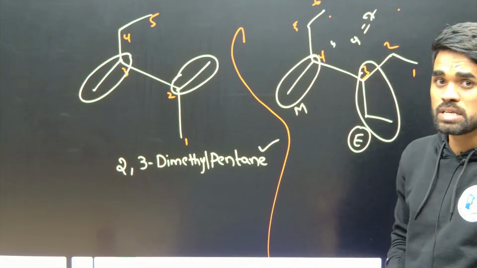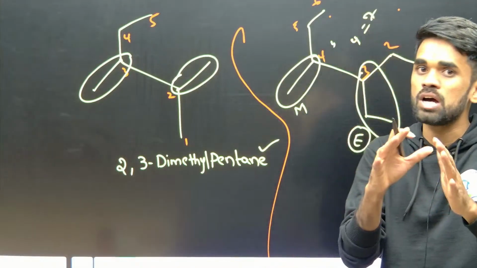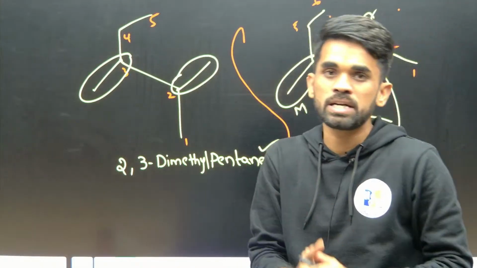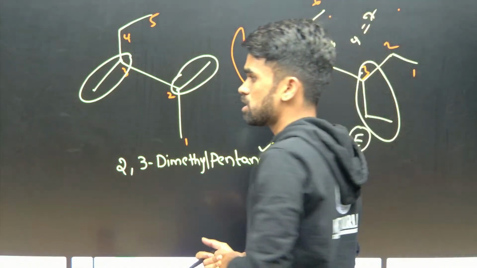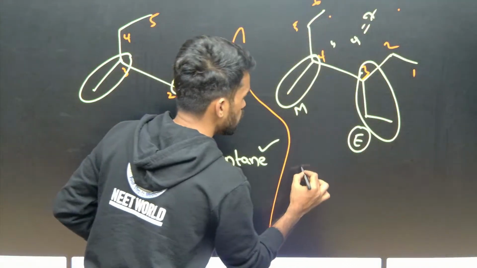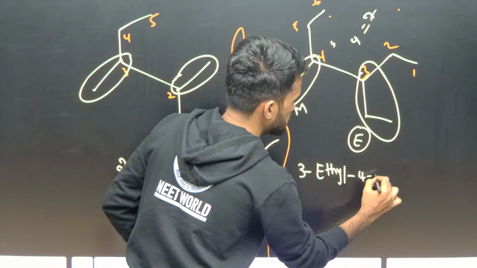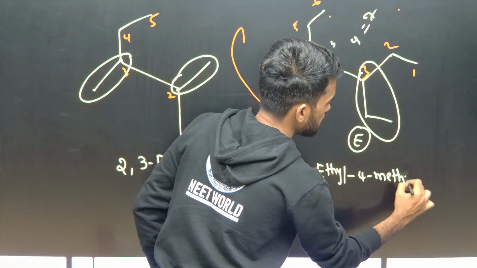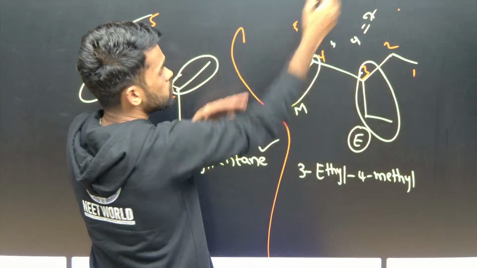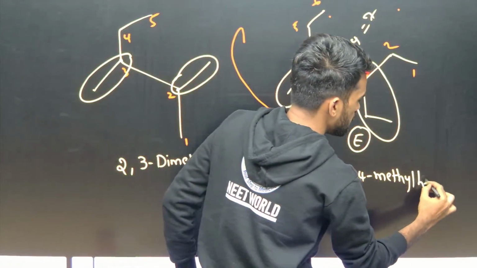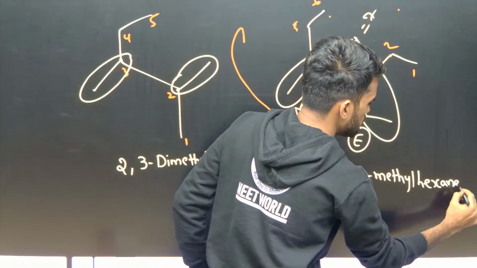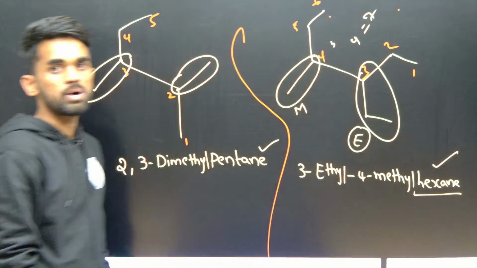So which comes first? E comes first now. Write or start your name with the lowest alphabetical order. Okay, so based on alphabetical order, I can say 3-ethyl, 4-methyl, and the next, what is the chain we have? 6-methyl hexane, that's it. This is the IUPAC name of the compound.